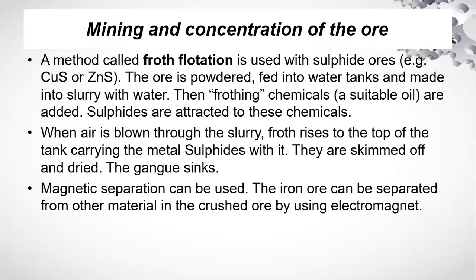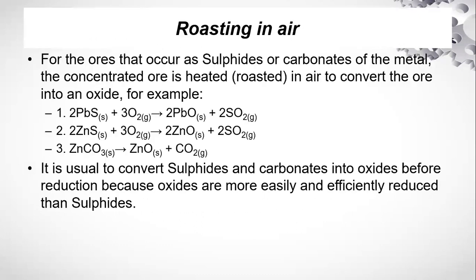Then the gangue sinks. Now, magnetic separation can also be used. The iron ore can be separated from the other material in the crushed ore by using an electromagnet. So this is just briefly about the mining and the concentration of the ore.